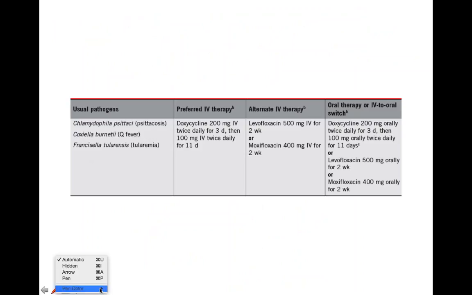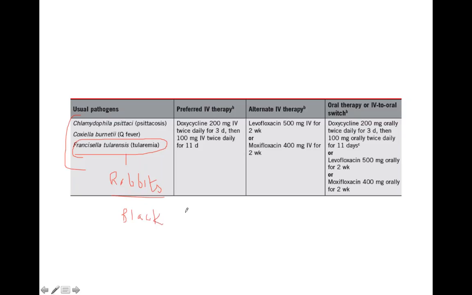So this is the treatment which I just covered. And Francisella tularensis causes tularemia. The patient is mainly exposed to rabbits. The patient will have pneumonia, which can lead to altered mental status, and also skin lesions with a black scar in case of tularemia. Clear?